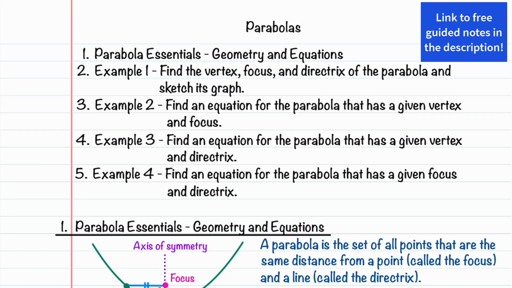Welcome to Understand the Math. In this video, we're going to learn about parabolas, what they look like, what their key components are, and how to write equations that describe them.